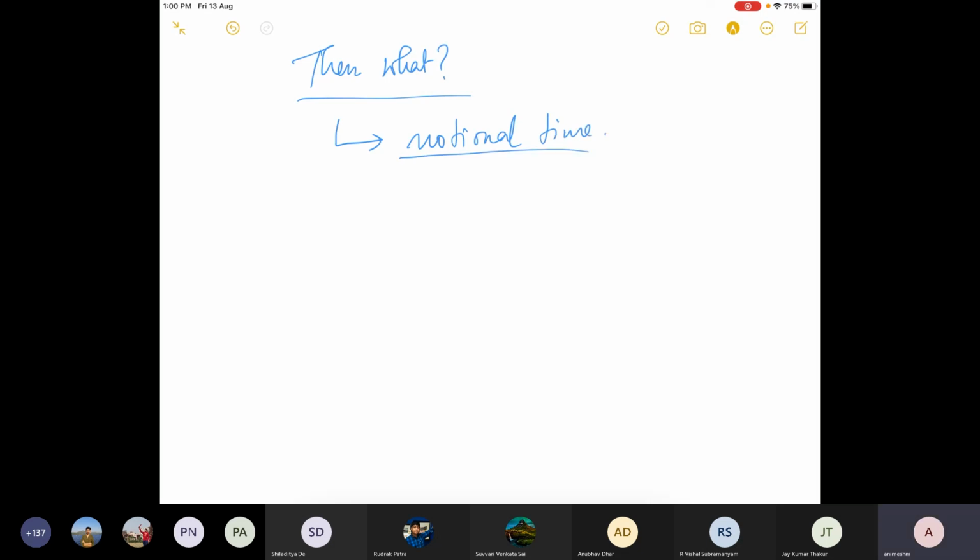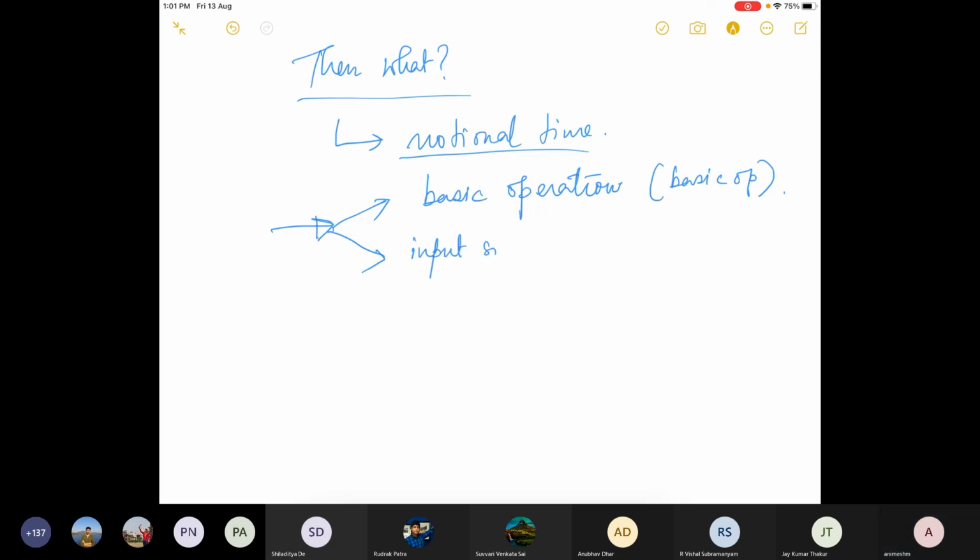Okay. And in order to understand work done, we need to appreciate two terminologies. Basic operation. From now onward, I will call this basic op. And input size. Okay. So these are the two things that are crucial to the understanding of the work done by an algorithm.